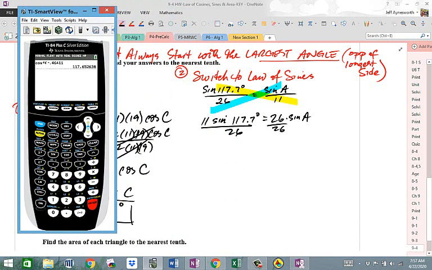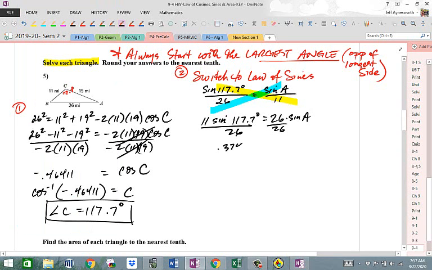So I'm going to take 11 times the sine of that. So 11 times the sine of that number, and then recall your answer back. Put in parentheses here. I've got to divide it by 26. And that right there, 0.37475, is going to be equal to the sine of angle A, and then you've got to take the inverse sine.